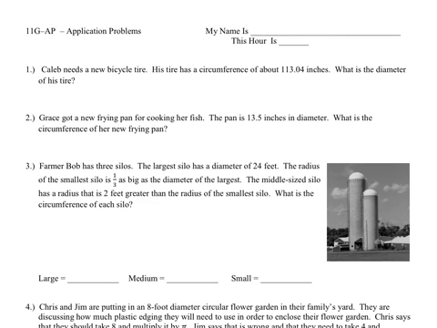It says Caleb needs a new bicycle tire. His tire has a circumference of about 113.04 inches. What is the diameter of his tire? So it tells us what the circumference is, and we also know the general formula for circumference involving diameter. So if we set those two things equal to each other, we can solve for diameter.